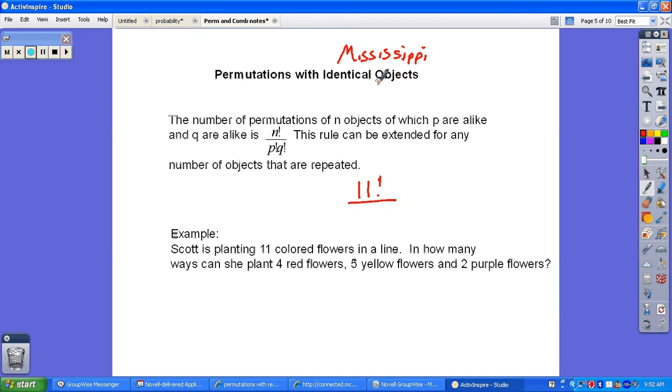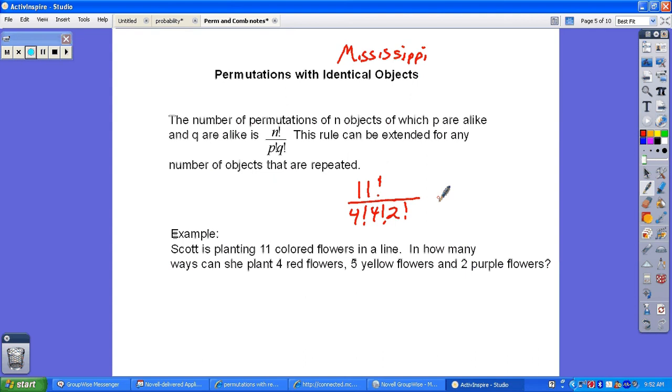Now over that, which letters repeat? Well, I repeats 4 times, so there you go. All right, and then S repeats 4 times. There you go. But P only repeats twice. Now we don't need to do M because M doesn't repeat.